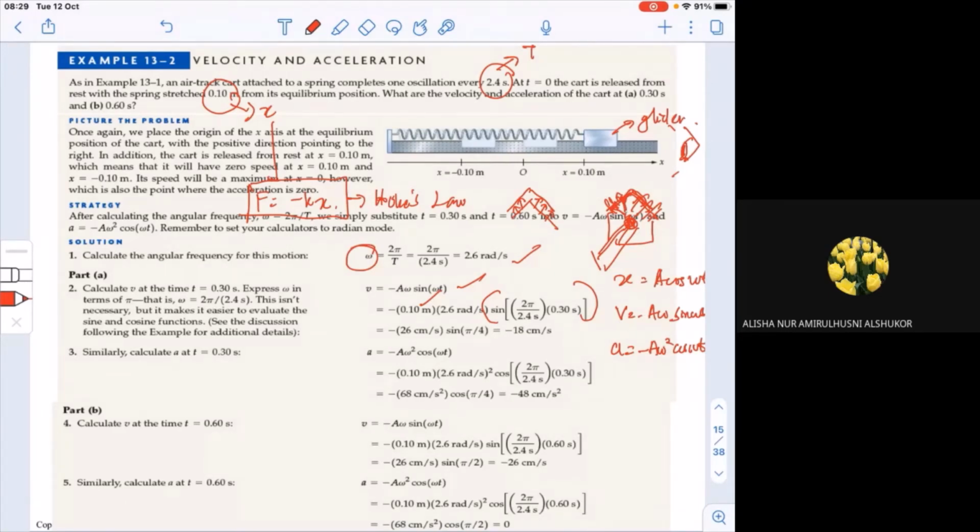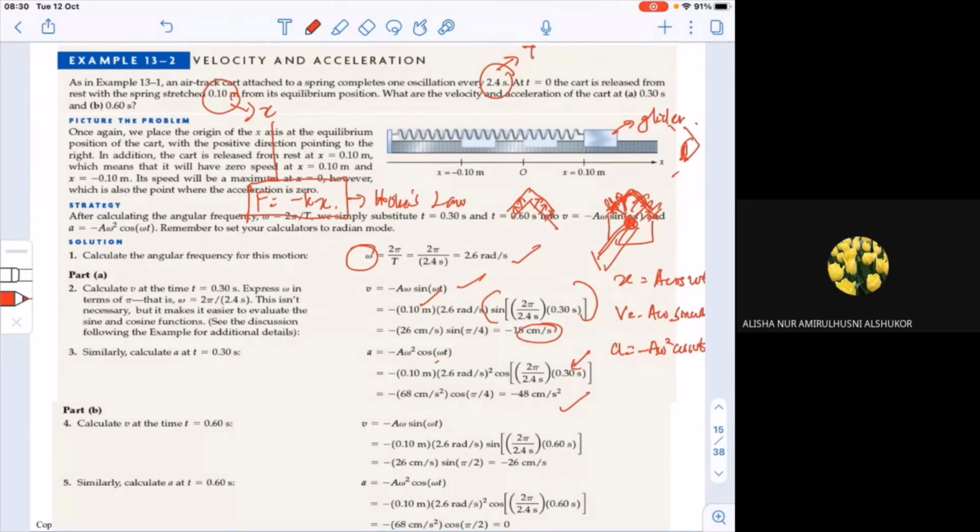Right? So, next part. You want to calculate negative A omega squared cos omega t, because it also wants to find the acceleration. So what is the acceleration here? Negative A omega squared cos omega t, you replace with 0.3, and then you will get negative 48 centimeter per second squared.